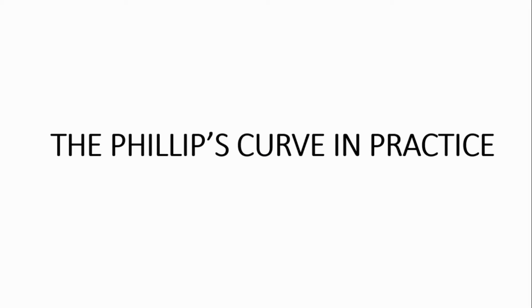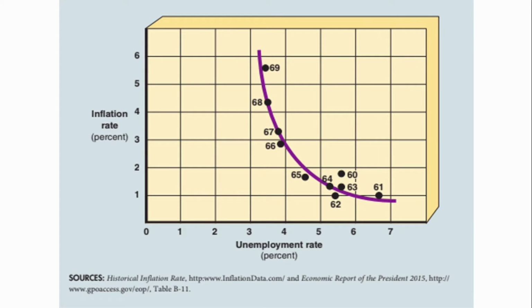The Phillips curve in practice. Early studies verified the Phillips curve for the U.S. economy in the 1960s. As shown in this illustration, the data fit the Phillips curve very well. Based on this evidence, most economists believed the Phillips curve was stable. The figure plots the inflation rate and unemployment rate combinations for the period 1960 to 1969. A freehand curve drawn through the points conforms very well to the Phillips curve.